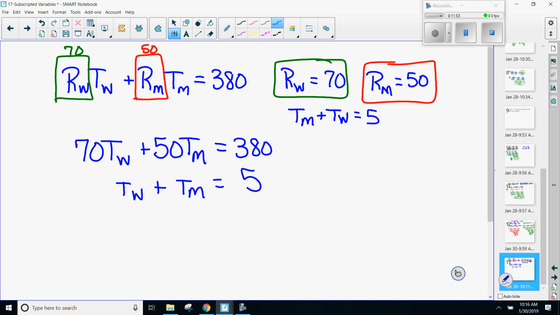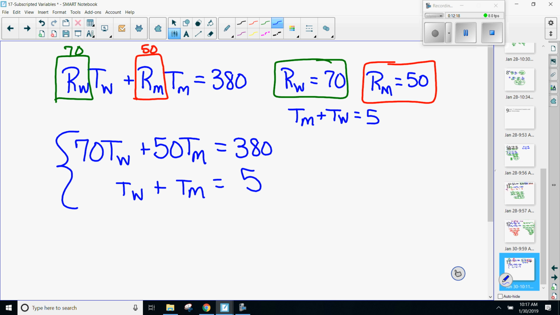Why? Excuse me, I got the hiccups. Why did I switch those two around? Because they were underneath the wrong variable. I want Wilson's time underneath Wilson and Macy's time underneath Macy. So now, how can I solve that? Elimination or substitution.